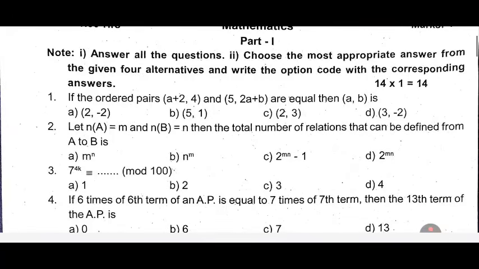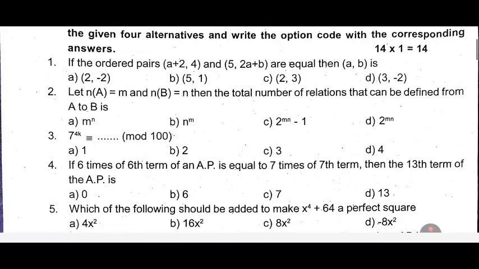Answer all the questions. Choose the most appropriate answer from the given four alternatives and write the option code with the corresponding answers. First one. If the ordered pairs a plus 2 comma 4 and 5 comma 2a plus b are equal, then a comma b is dash.